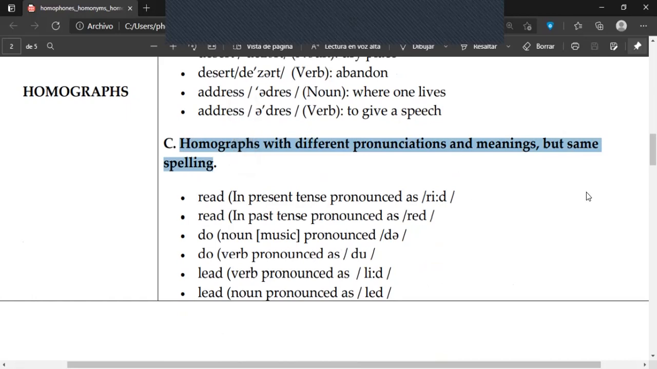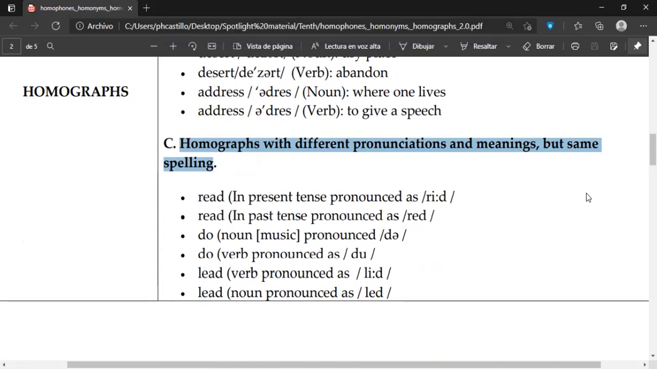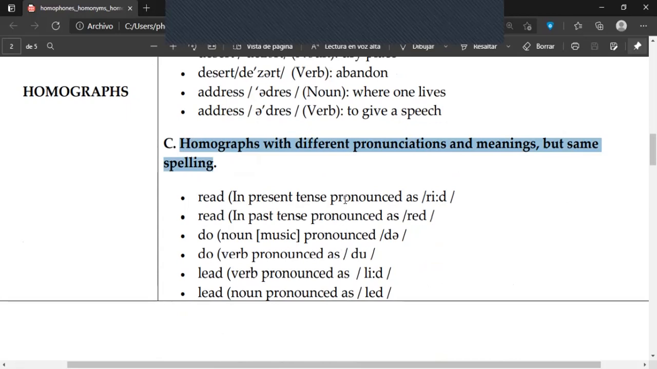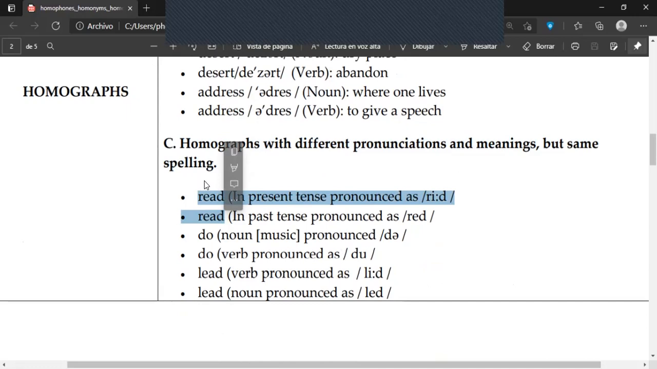Then in letter C, you have homographs with different pronunciation and meaning, but the same spelling. I say kind of different because here we have the same verb, but one is in the present and the other one is in the past tense. When you say this verb in the present tense, you pronounce it read. When it's in past tense, you say read. I read every day. I read a book last night.